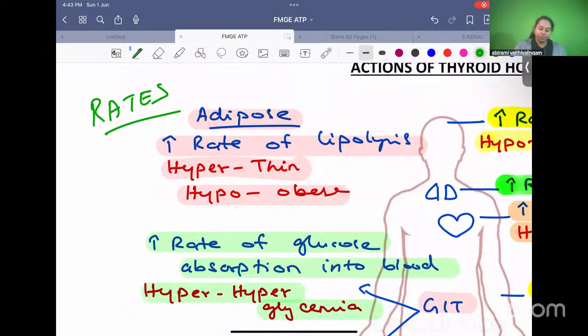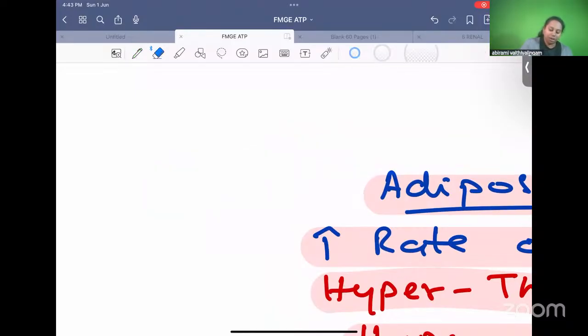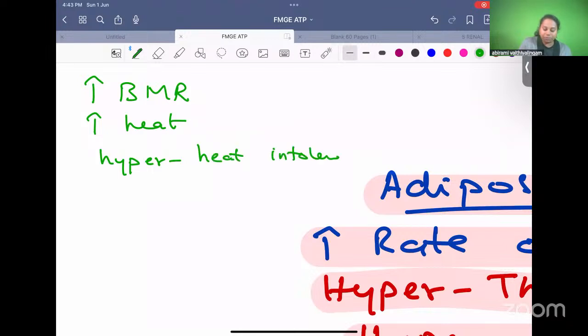Overall, if you see, thyroid hormones, they increase the BMR. They increase the basal metabolic rate. Basal metabolic rate means all metabolisms are increasing. Metabolism means everything is broken down. When metabolism happens, there is more heat produced. That is why hyperthyroid patients become heat intolerant, because their body itself is producing so much heat. And hypothyroid patients become cold intolerant.